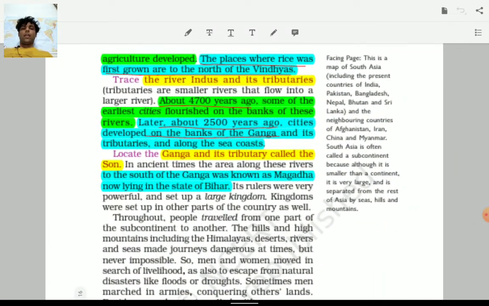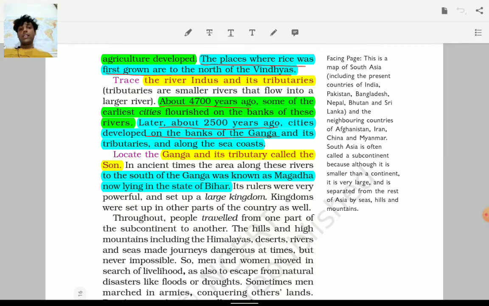About 4700 years ago, some of the earliest cities flourished on the banks of these rivers, the river Indus and its tributaries. If you pay attention, what is it referring to? It is referring to the Harappan Valley civilization. Also keep in mind what time period it is referring to, and which civilizations flourished in that period in all the areas which NCERT is trying to refer to. It becomes a base for you to comprehensively understand the entire thing.